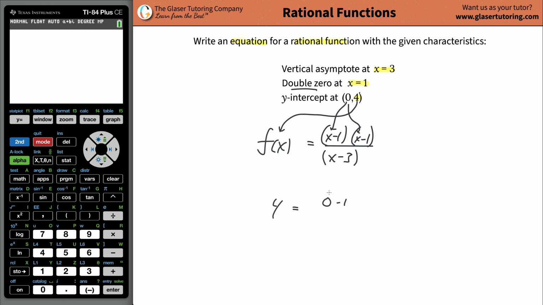So it's going to be 0 minus 1 times 0 minus 1, all over 0 minus 3. And this is then 4 equals negative 1 times negative 1, that's a positive 1, over negative 3. Okay, and, oh, what? 4 equals negative 1/3? Shoot, I did something wrong. Just kidding. I didn't do anything wrong.